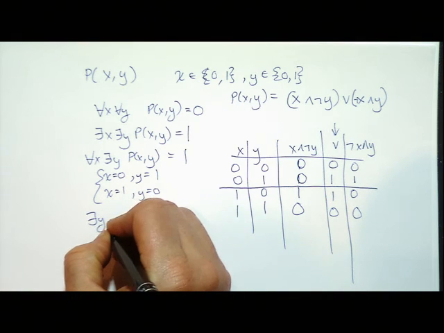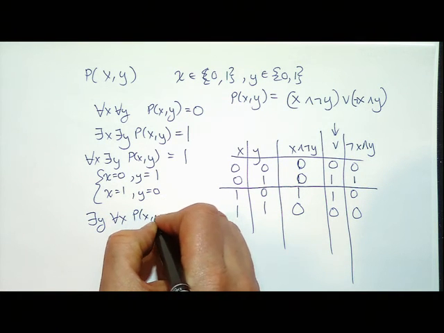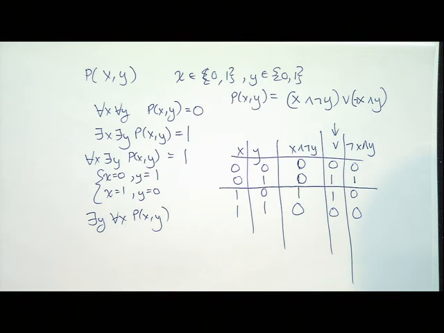How about this? There exists a y for all x, P of x, y. What is that actually asking me?